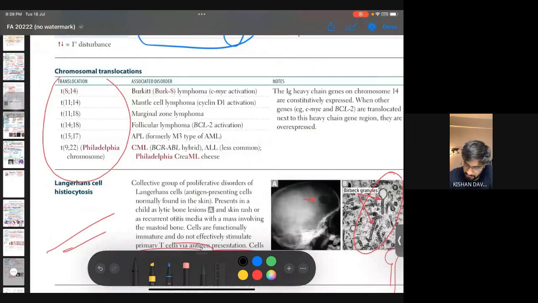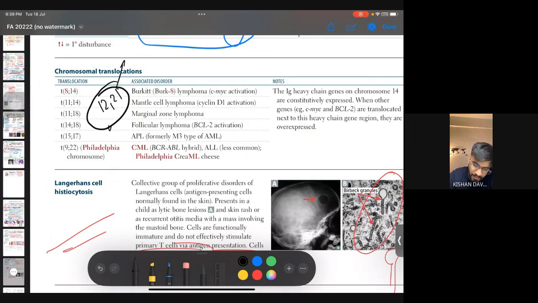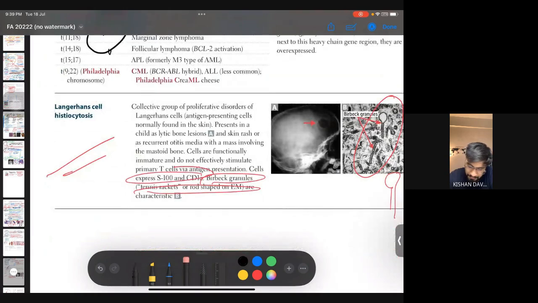So here First Aid has already given the summary. So these translocations you can write down, and I think all of them are covered except one: 12;21. That is for ALL. Okay. Now this is important over here. Langerhans cell histiocytosis is important.